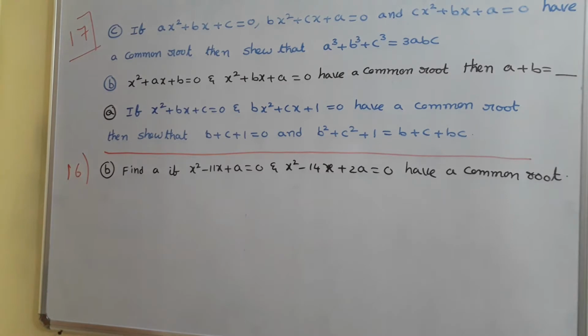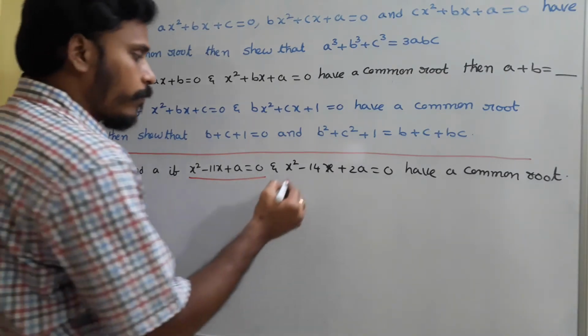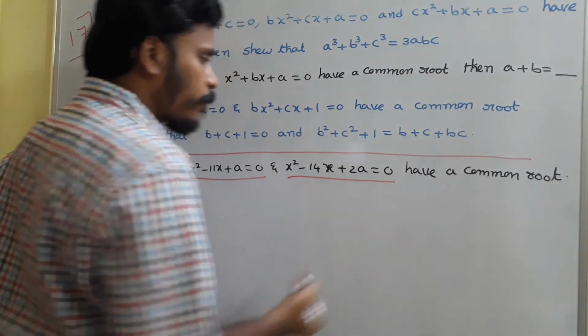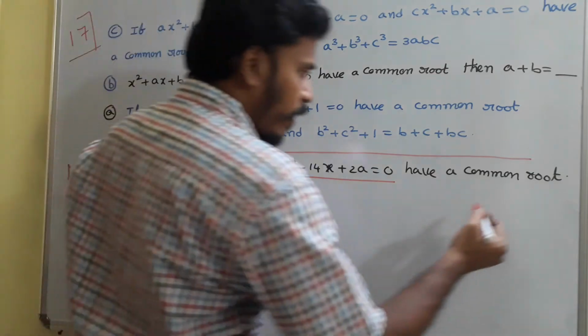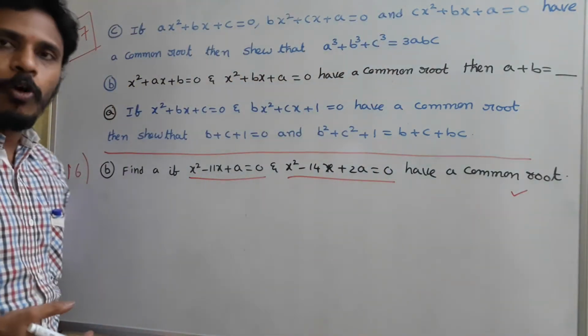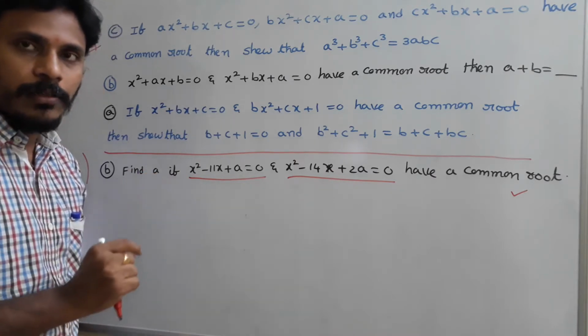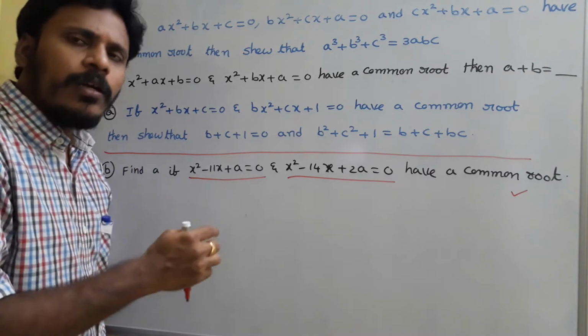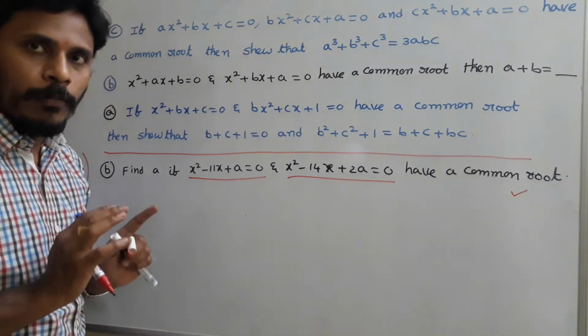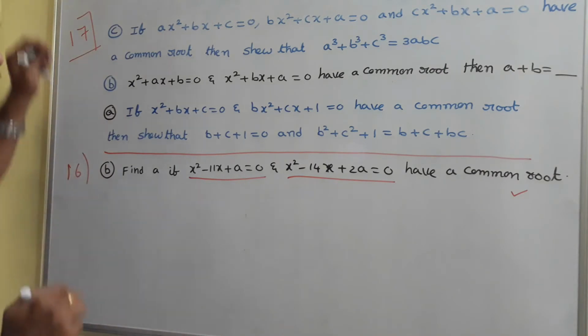Now 16A. In this problem, x square minus 11x plus a is equal to 0 is one equation. x square minus 14x plus 2a is equal to 0 is another equation, and we need to find a common root. To solve this problem, we may go with the common roots condition, or you may use any direct procedure to solve the problem. I will solve in two ways. First, I will use the common roots condition.